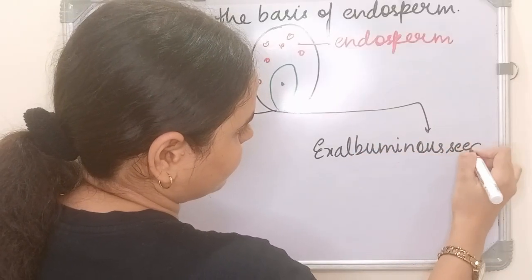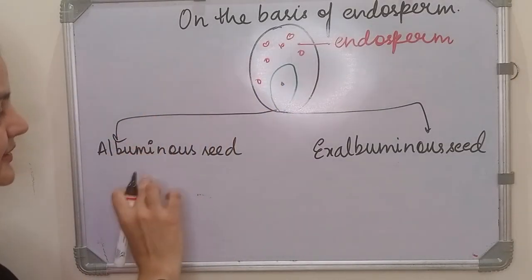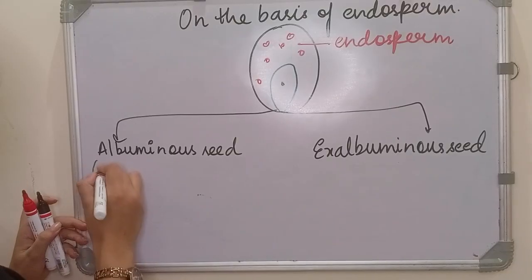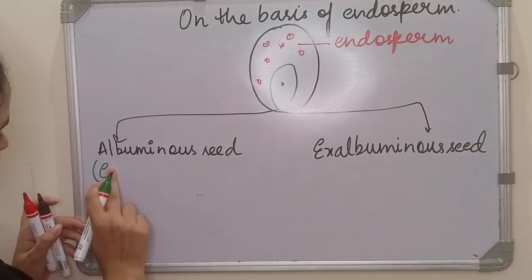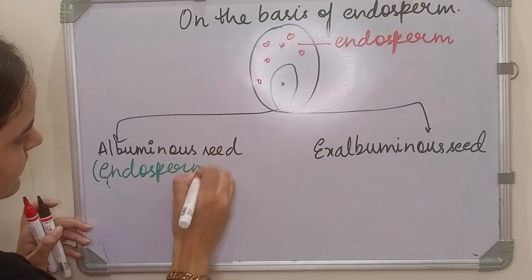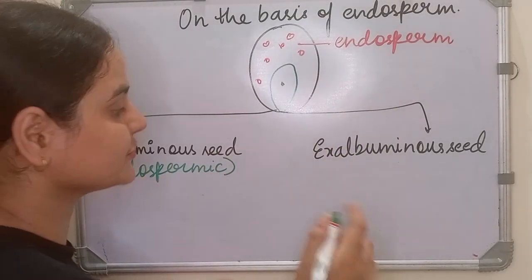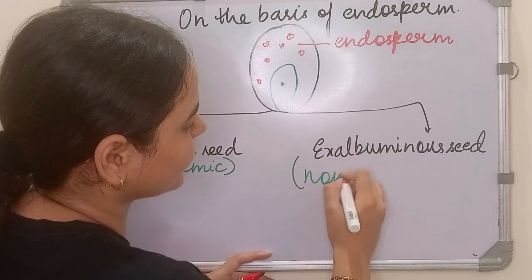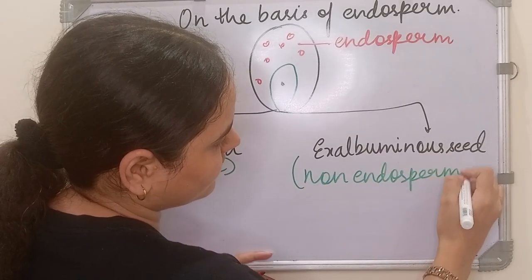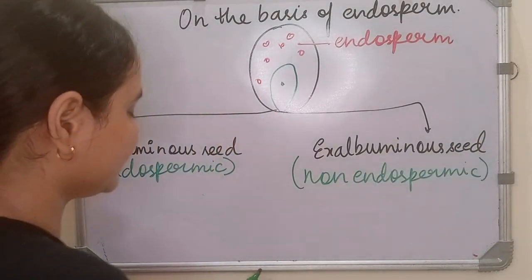Because the endosperm is present, these are also known as endospermic seeds. And here the endosperm is consumed, so these are known as non-endospermic seeds. Okay, I am drawing the diagram to explain it more clearly.